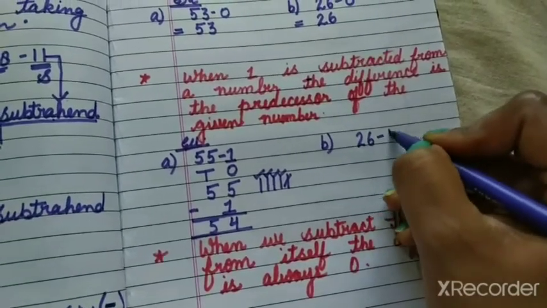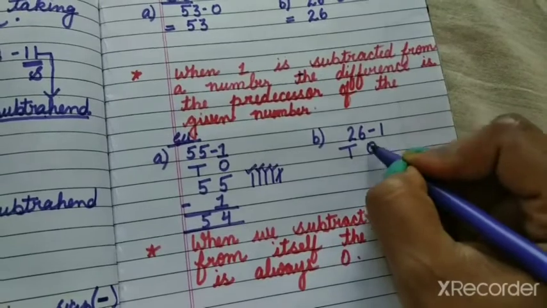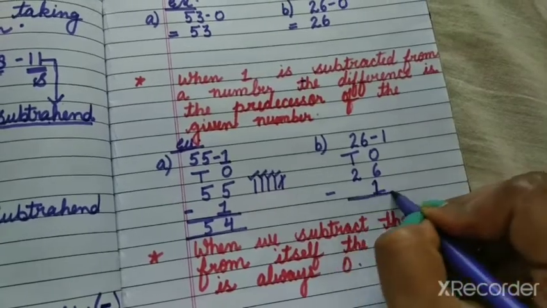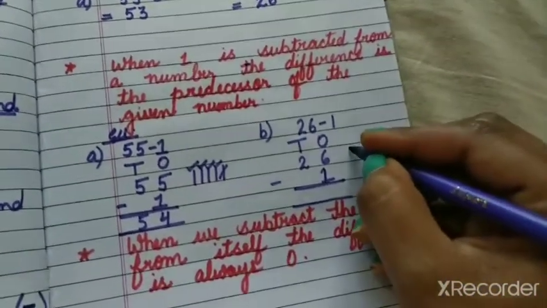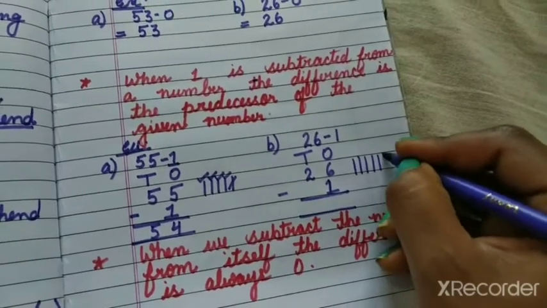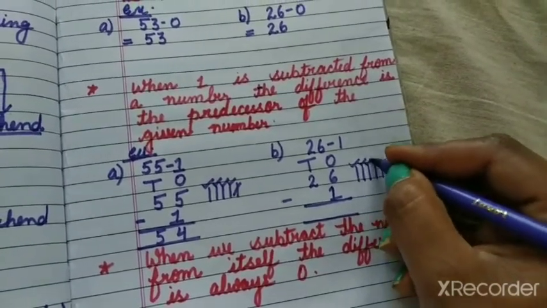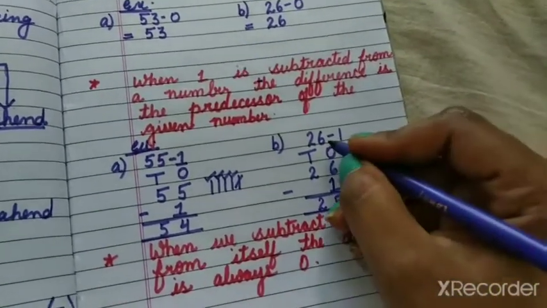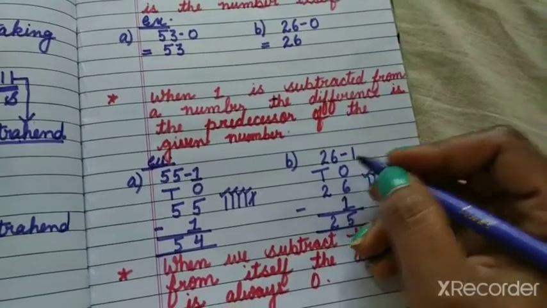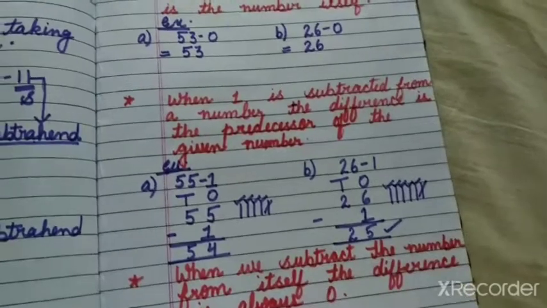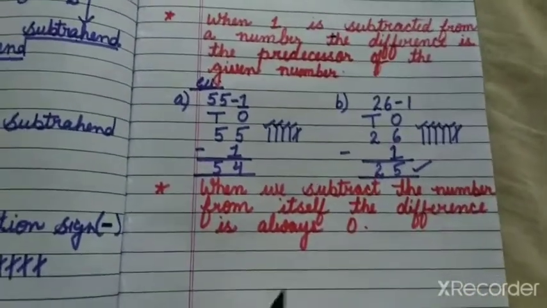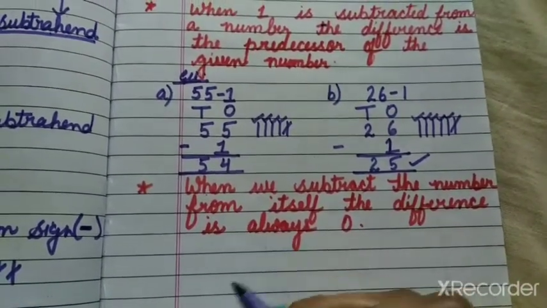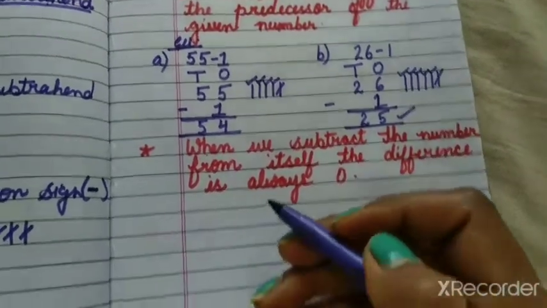Do one more question. 26 minus 1. Tens, ones, 2, 6 minus 1. Draw 6 lines. 1, 2, 3, 4, 5, 6. Cut one line. 1, 2, 3, 4, 5. 5 and 2. And what is the predecessor of 26? 25. Yes, correct. Now, third fact. When we subtract the number from itself, the difference is always 0. So let's check.